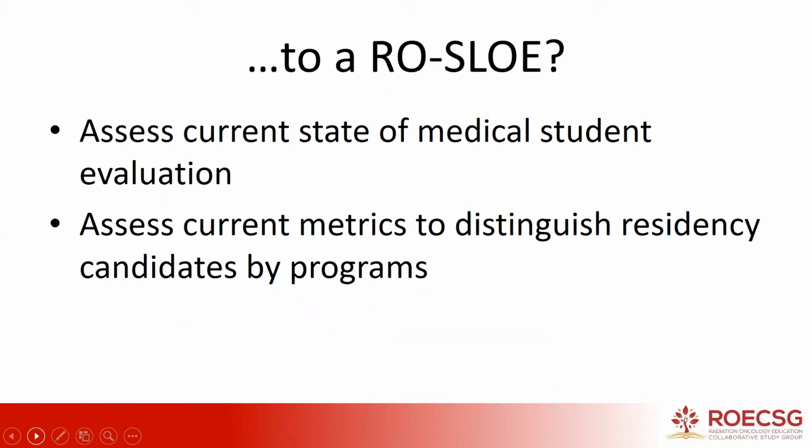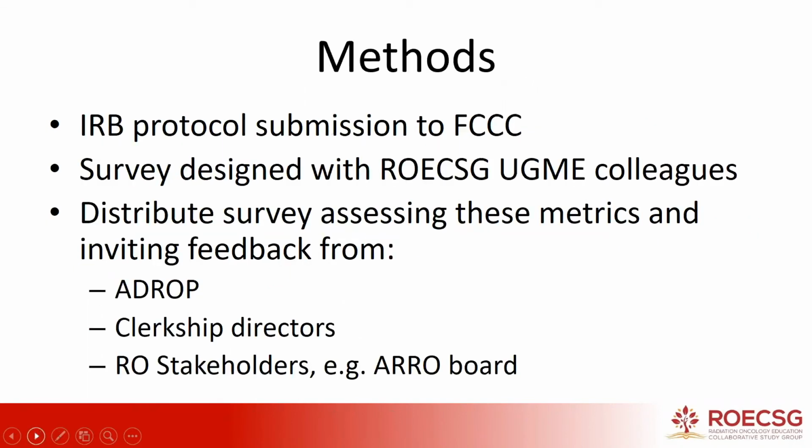So in trying to move towards a radiation oncology specific SLOE, what we'd like to be able to do is assess the current state of medical student evaluation in our field and look at the current metrics that at least are currently most important when programs are making their rank order lists, for example. It'll also allow us to see who's rotating in terms of students, how those rotations are structured, how grading is done. For example, is it done on a curve, or is it just up to the clerkship director at that school? And is there objective feedback or just kind of subjective feedback going to those students?